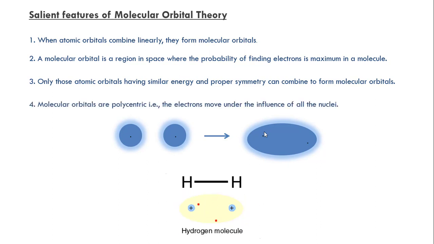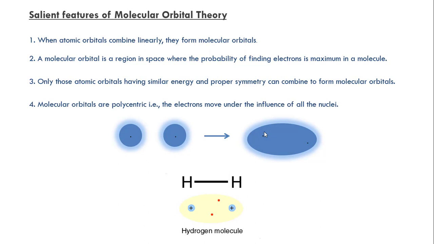Then the fourth point is that molecular orbitals are polycentric. Polycentric means what? Poly means many. Centric means center. The center here is nothing but the nuclei of atoms.